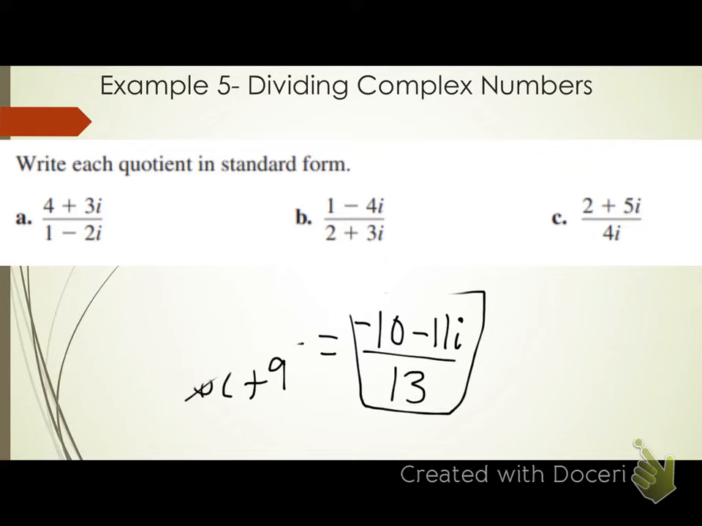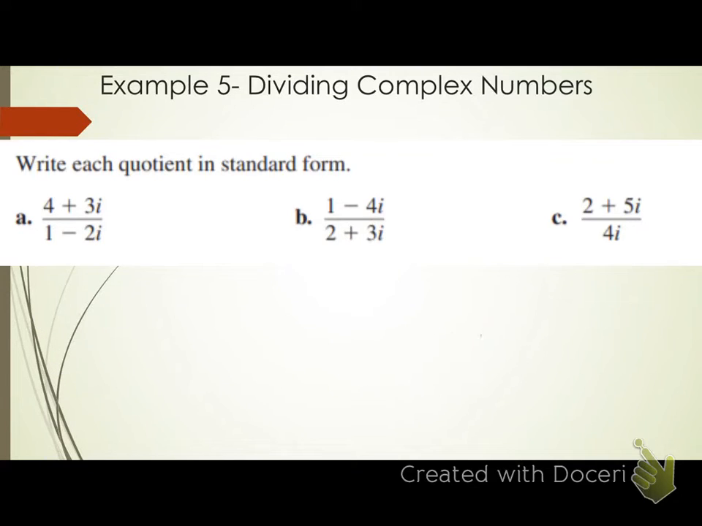Letter C looks a little different. Yep, one number in the denominator: 2 plus 5i over 4i. That denominator does not look like a plus bi, does it? It's missing its real part, right? What do you think my complex conjugate is going to be of 4i? Negative 4i, because I could write 4i like 0 plus 4i, correct? So the complex conjugate of it would be 0 minus 4i, or just negative 4i. Does that make sense?